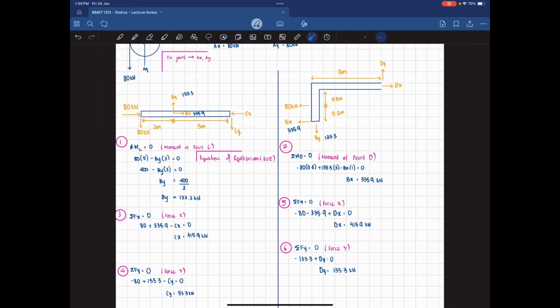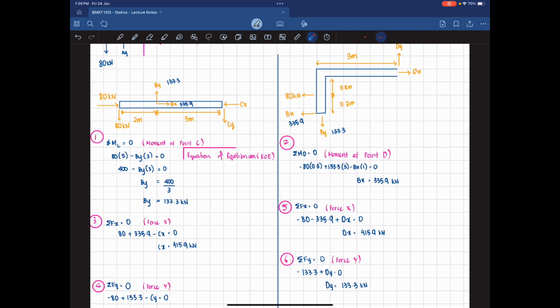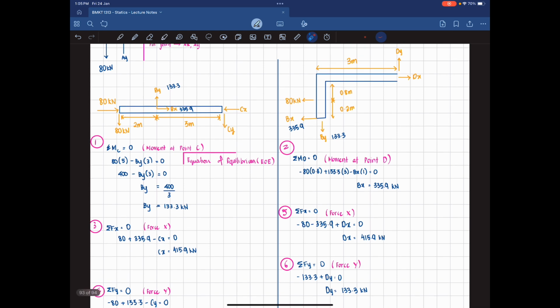Okay, now let's take a look at this diagram. Since we got the answer for Bx and By by doing the moment, we are only left with Dy and Dx. To resolve and get the answer, we have to do the sum of Fx equals 0 and the sum of Fy equals 0. So let's take a look at this. The sum of Fx equals 0. We are going to find Dx.